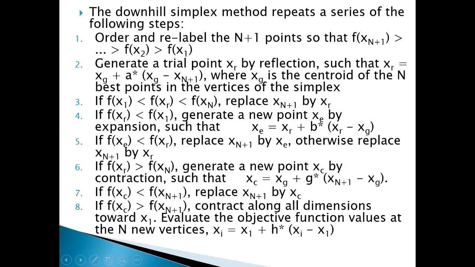For expansion, you follow this condition. Again, you check if the expansion is less than the reflection, you replace it by xn plus 1 by xc and find out the next point. If the reflection is greater than f(xn), then you generate a new point by contraction. For that, you follow this formula. If the contraction is less than the next point, you replace the next point by xs. If it becomes greater than the next point, then contraction is done in all the directions or dimensions towards x1. This evaluates the objective function values at the n new vertices, which are calculated with this formula.